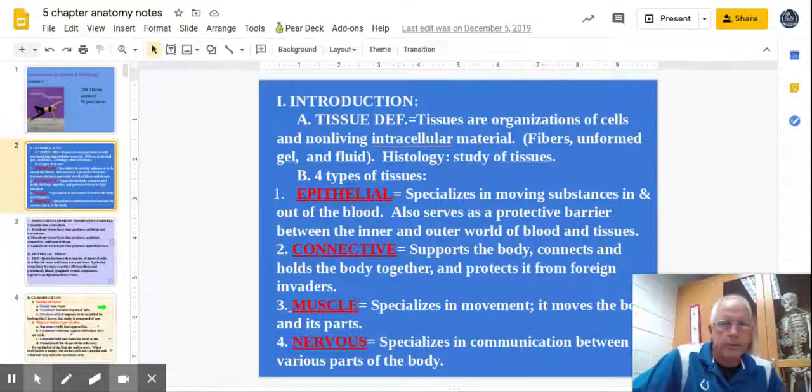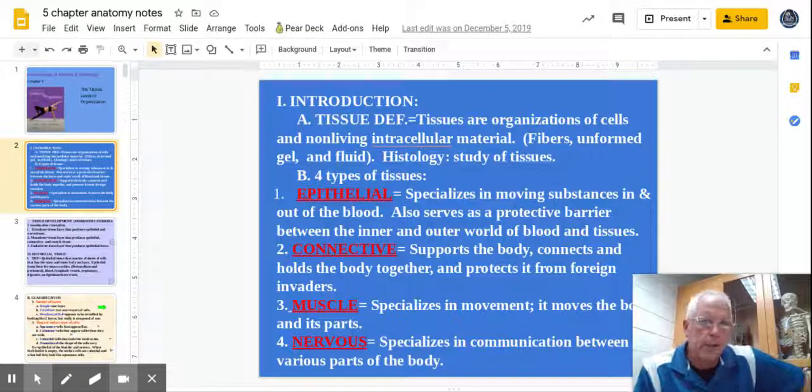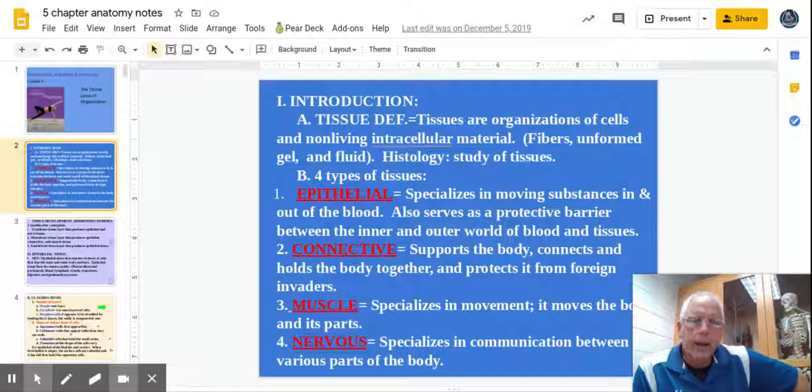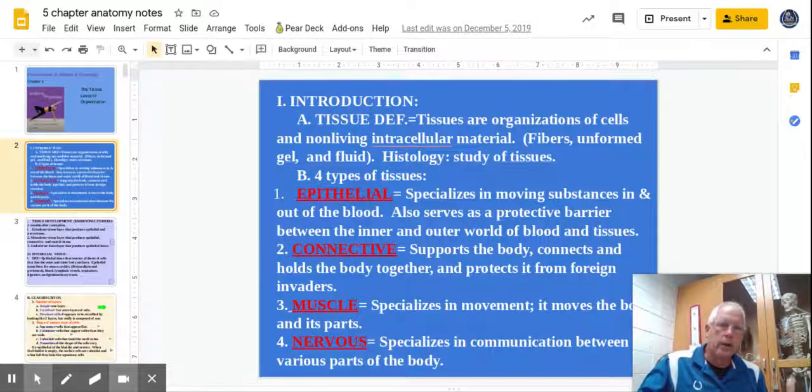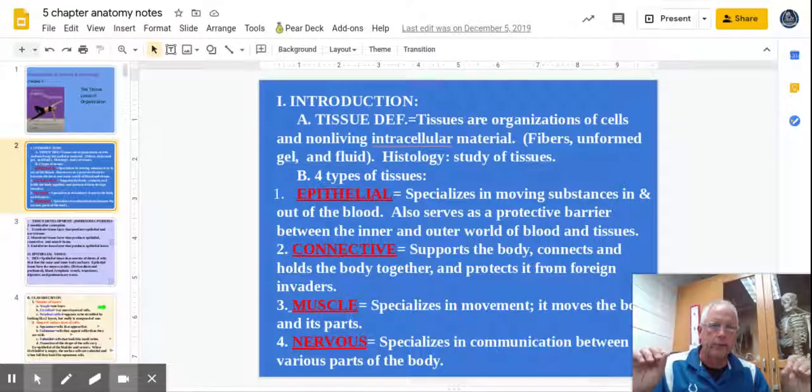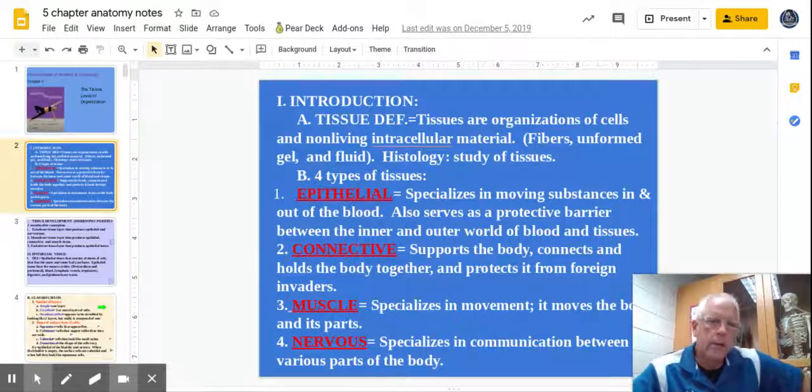Connective is pretty self-explanatory, connects the body, ligaments, tendons, things like that, holds the body together. A lot of variety in connective tissue. That's probably the hardest one, because you got everything from blood, which is the fluid, to on the other end of the spectrum, which is bone. So you got solid and fluid, and then a lot of stuff in between. So connective is probably the most diverse of the four tissues. You're going to see that as we kind of go through connective tissue.